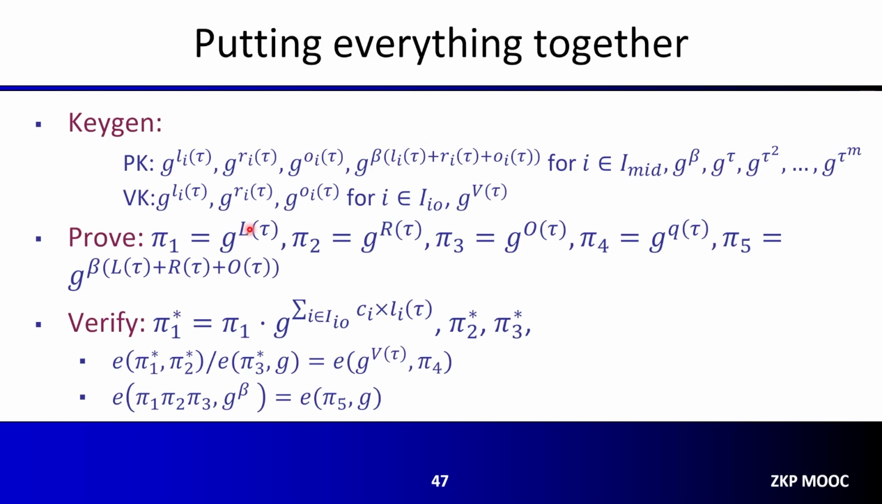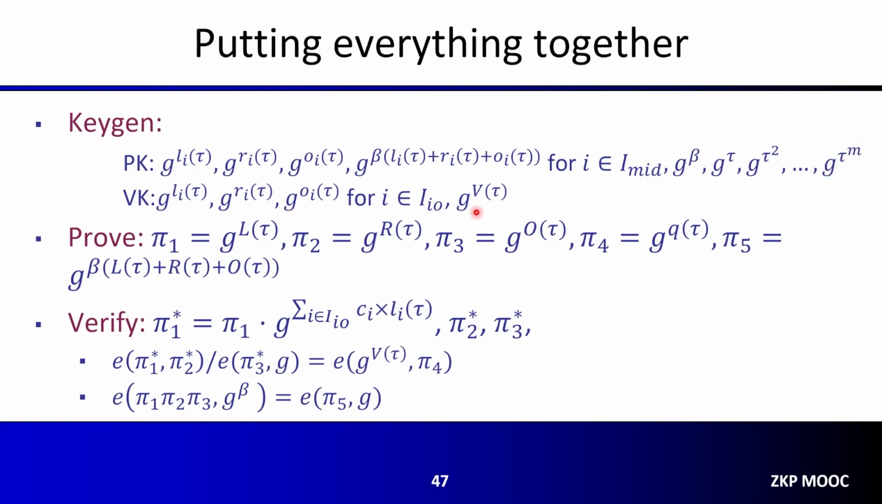And as you can see here, in the key generation, we have the proving key, which is g to the power of these selector polynomials, and also another term to make sure that the prover is using the same set of coefficients to generate all the proofs for all the wires owned by the prover, known by the prover. And we also have g to the beta and g to the tau, g to the tau square, and all the way to g to the tau to the m to evaluate the quotient polynomial.